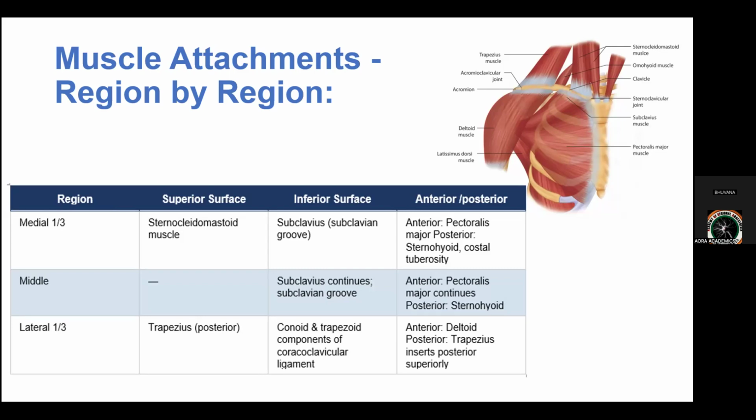The middle one third is free of muscles in the superior aspect, and inferiorly it is continuous with the subclavius muscle, anteriorly with the pectoralis major and posteriorly with the sternohyoid muscle. In the lateral one third, superiorly it gives attachment to the trapezoid, and in the inferior aspect the costoclavicular ligament in the groove, and anteriorly it gives attachment to the deltoid muscle, and posteriorly the insertion of trapezius.